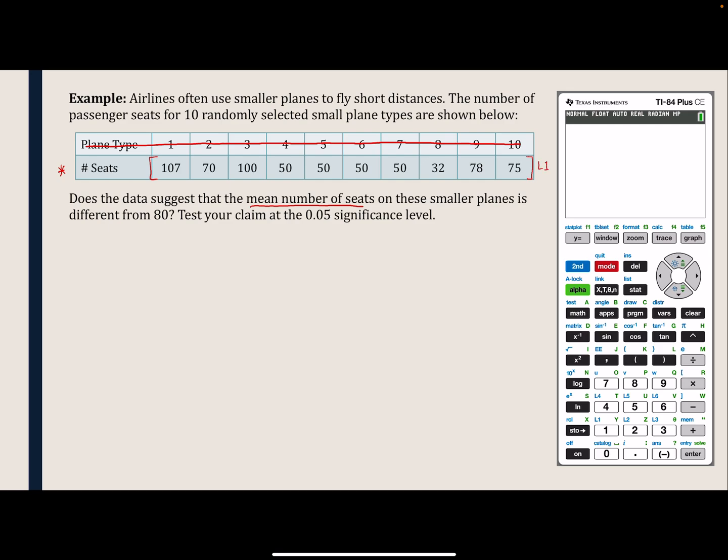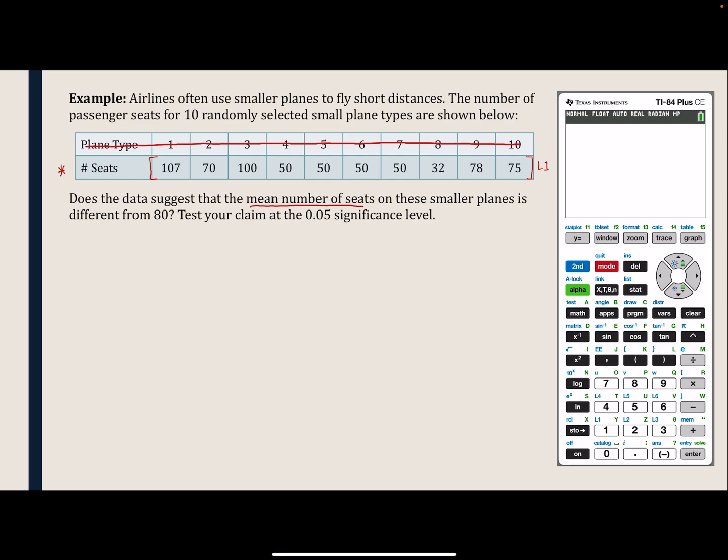And with a sample size this small, we would typically want to look at that box plot and make sure that we don't have any outliers or skew. I forgot to include that in this video. So I'm not going to be able to play that for you, but you can check that.